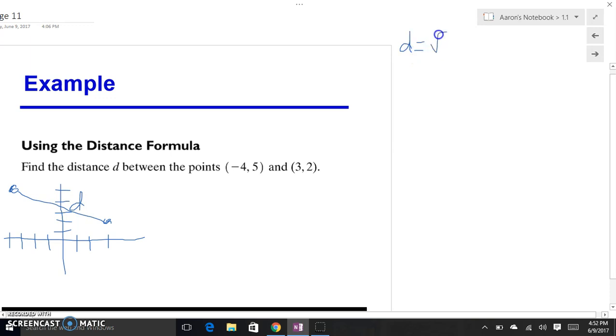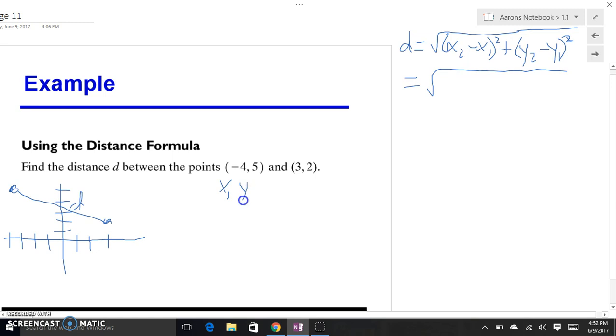So we use the distance formula, which is the square root of x2 minus x1 quantity squared plus y2 minus y1 quantity squared, and this is proven using the Pythagorean theorem, which we're not going to do on this video. The first step is you name your points x1, y1, and your other point x2, y2, and you just plug them in. So it's the square root of x2, which is 3, minus x1, which is -4, quantity squared, plus y2, which is 2, minus y1, which is 5, quantity squared.